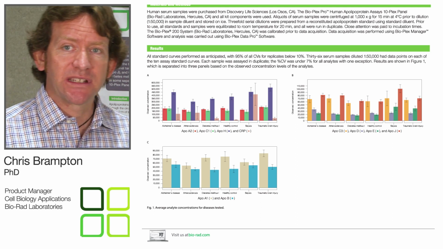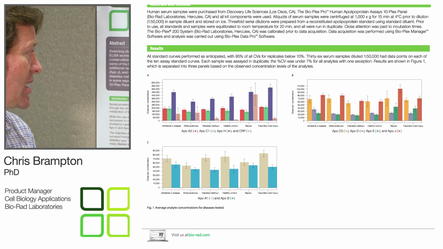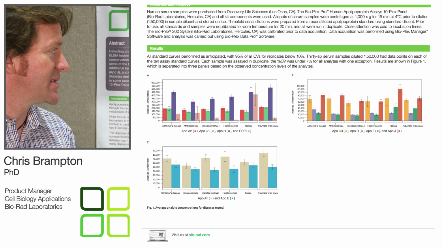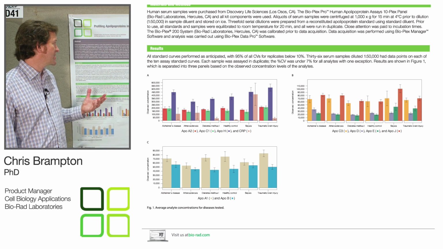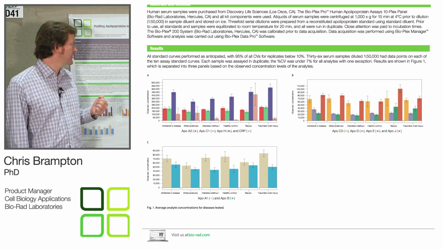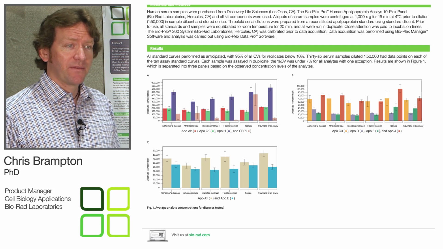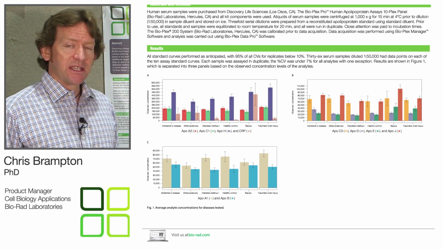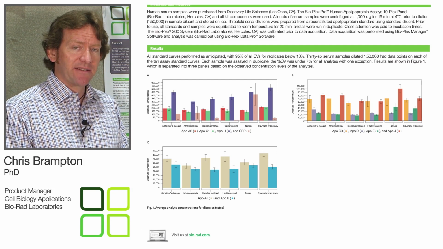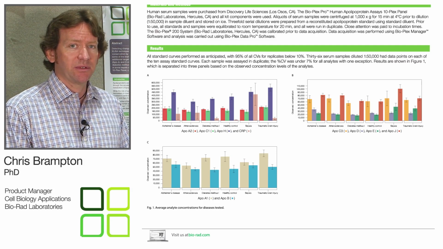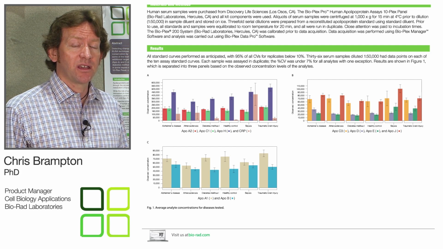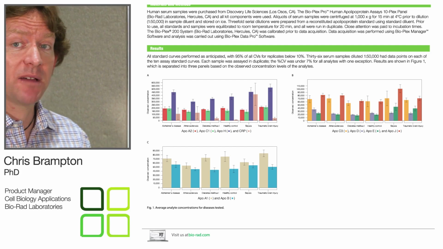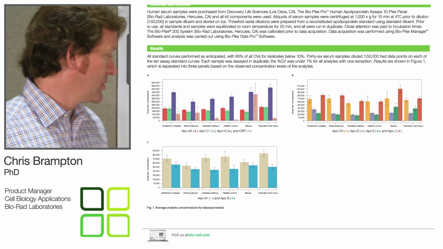We looked at 5 different diseases: traumatic brain injury, Alzheimer's, diabetes mellitus 1, atherosclerosis, and sepsis, and then 1 sample for healthy controls. So we're looking at 10 different analytes, 6 different diseases, and 1 healthy sample. And this was all done on 1 96 well plate, and the samples were in duplicate.